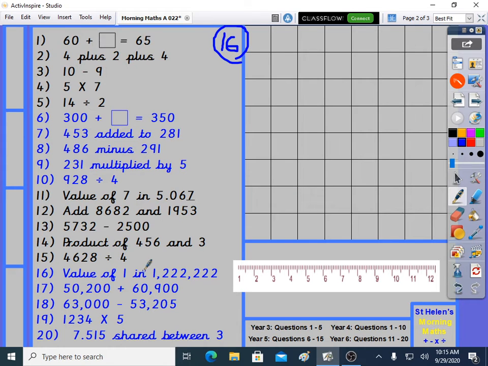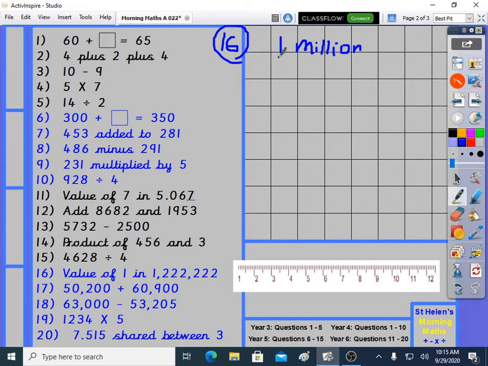Value of the 1 in, I wonder if you can say that number, 1,222,222. Well, it's 1 million, because that's when we said it. 1,222,222. So I could write it all out with the hats for practice, or I just know it's a million.